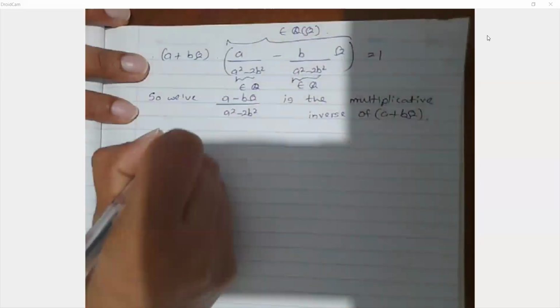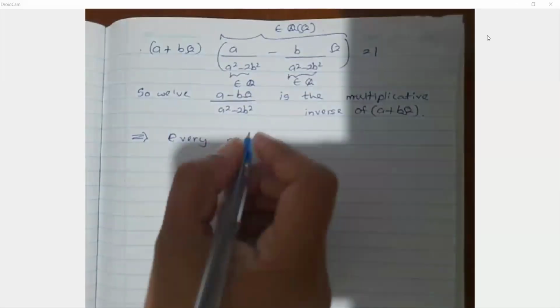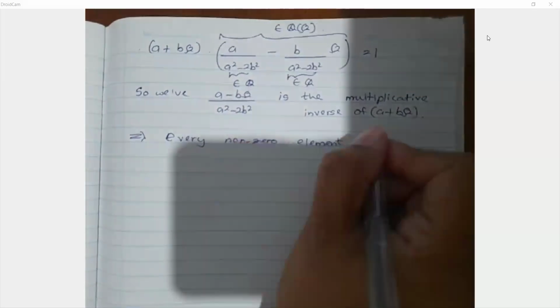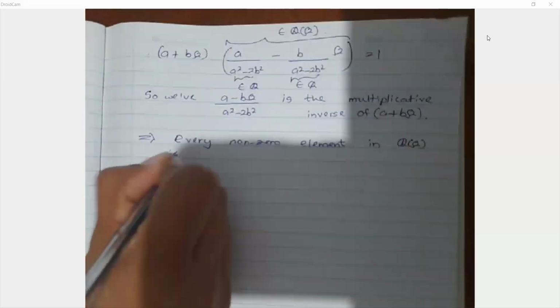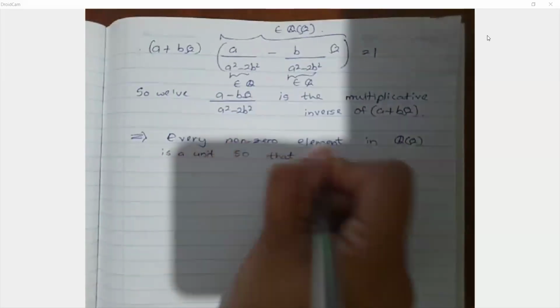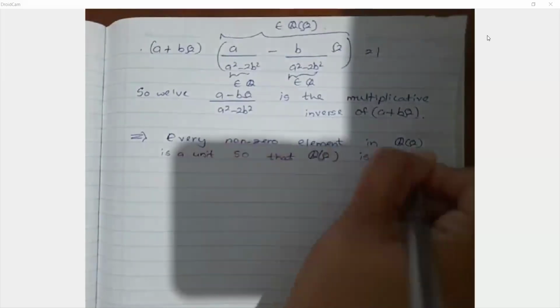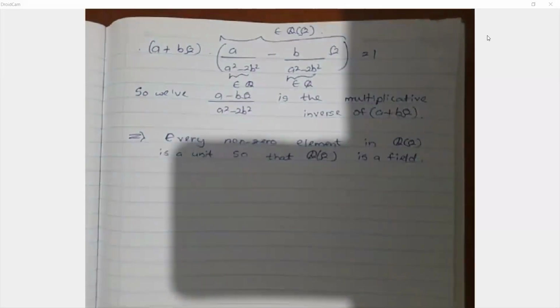This tells you every non-zero element is a unit, so that Q of root 2 is a field.